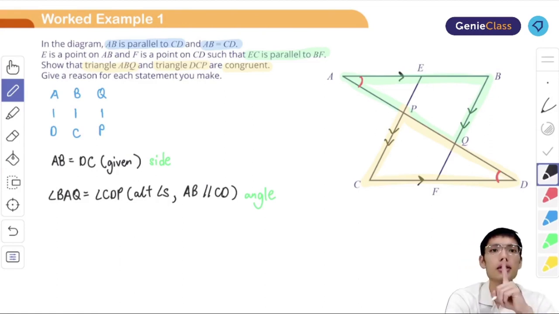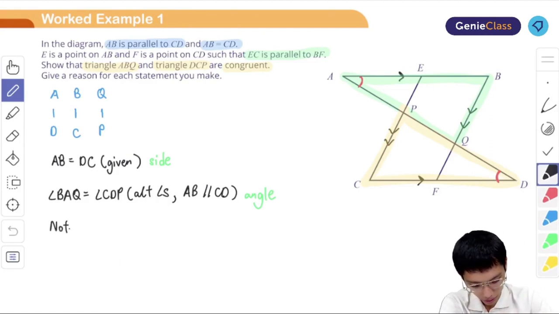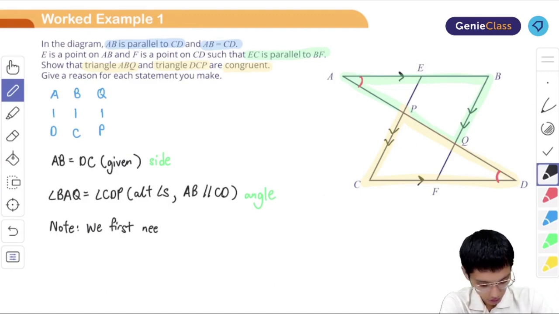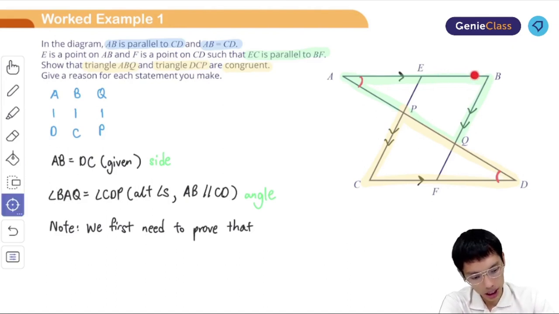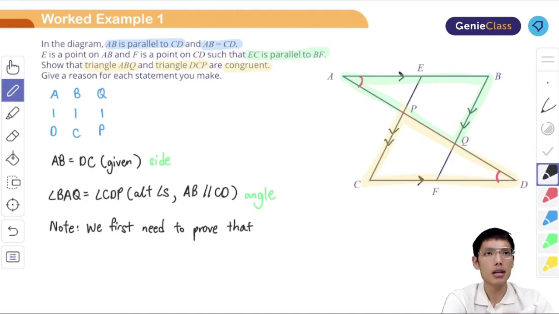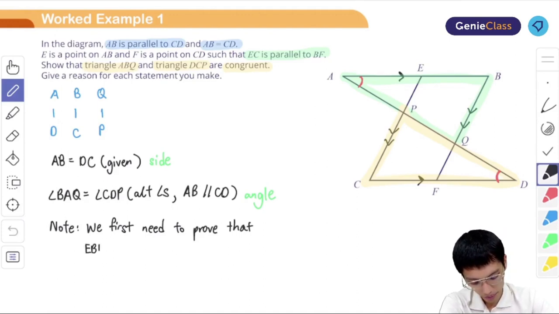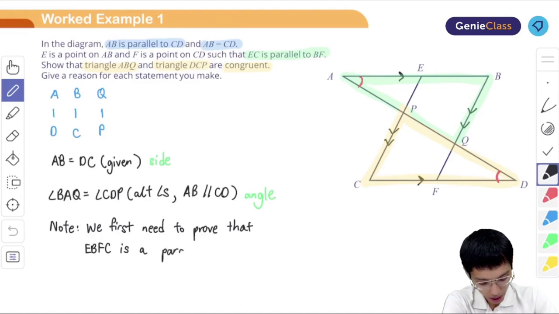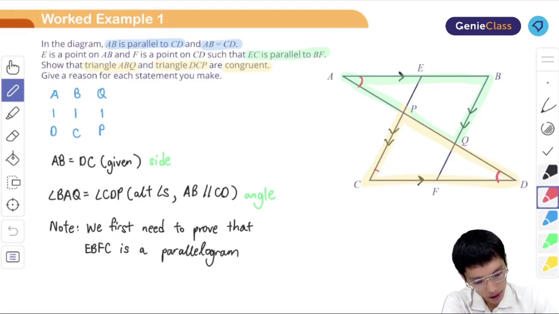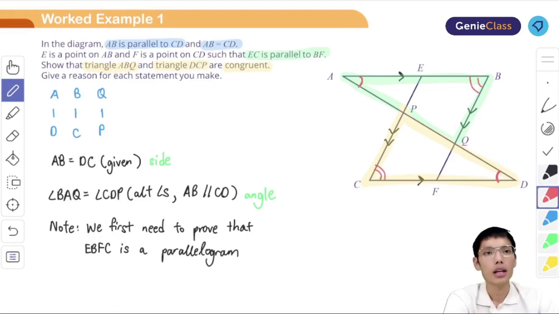So in order to show that, what happens? We need to first prove that my shape over here, EBFC, is a parallelogram. In order to show what I've seen just now, opposite angles in a parallelogram. So we work backwards. Now, how to show it is a parallelogram first? We are almost there, just that it's a long-winded one.